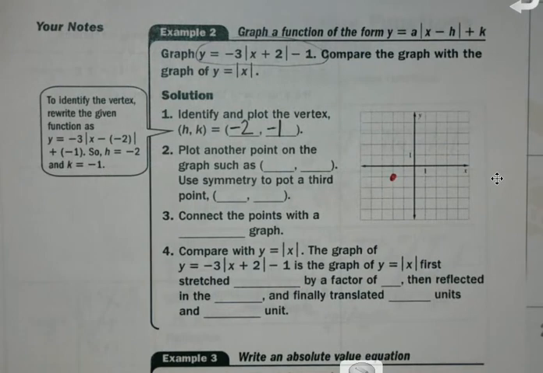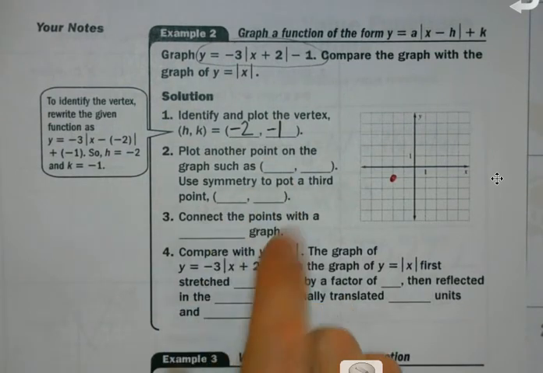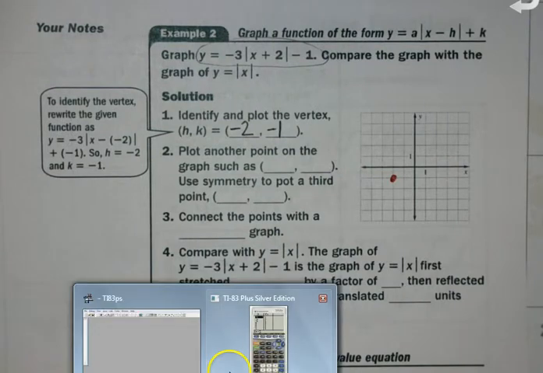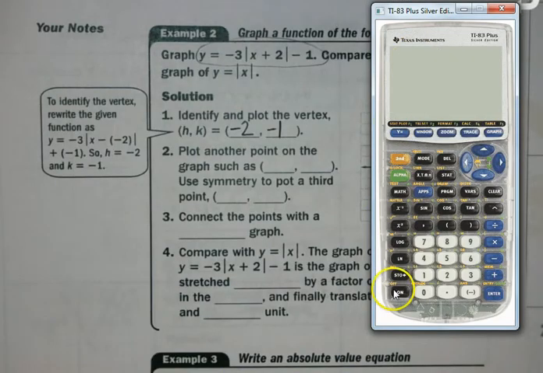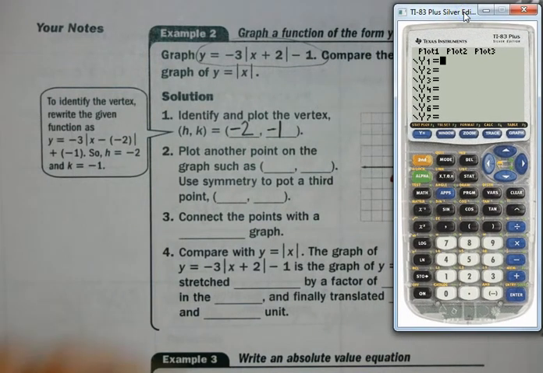Now, for my other dots, I have choices. Now, I want to keep this simple. My note sheet here talks about picking a point and finding symmetry. And we don't have to make it this complicated. So here's what we're going to do. And I'm going to show you both ways here. So if I go back to my y equals and I clear it, there's a little more to this one.